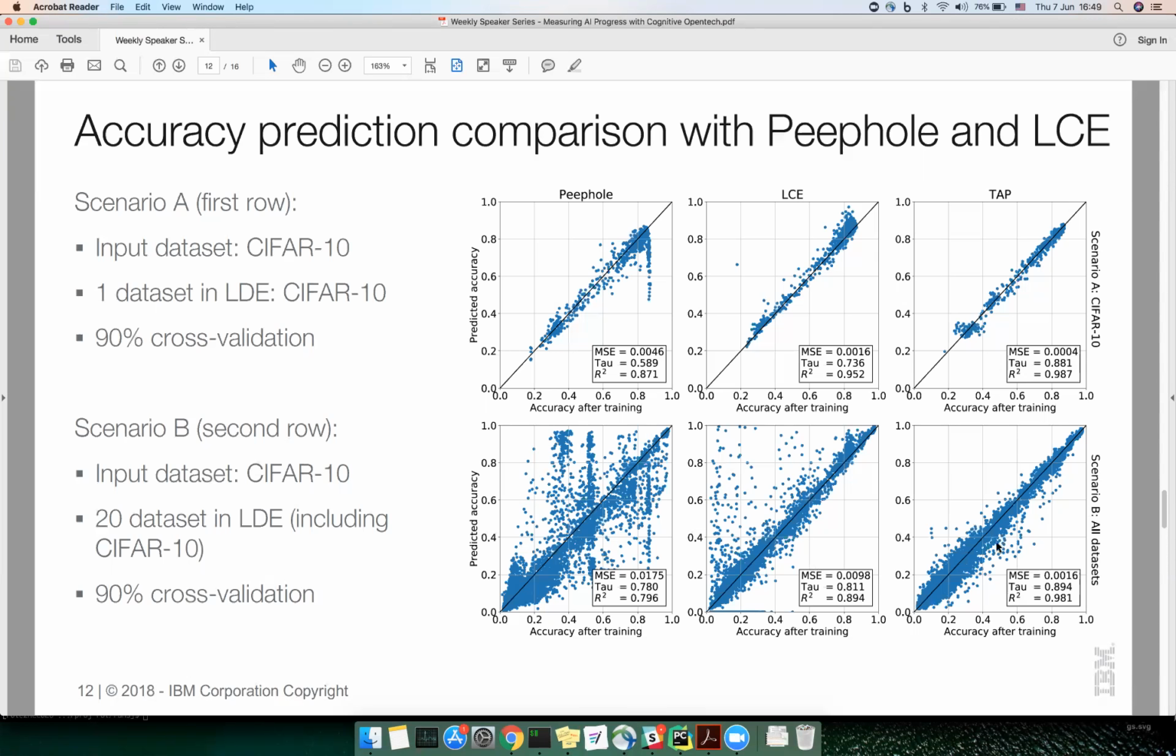Our predictor is better than both of them and as cheap as the Peephole because we don't require any training before. We just look at the network structure and the dataset number.